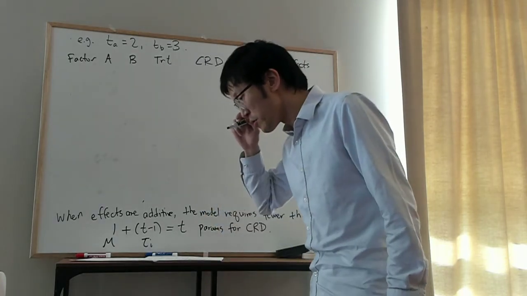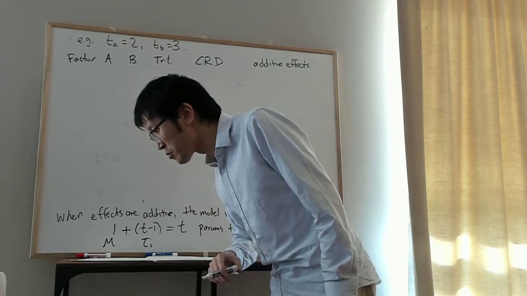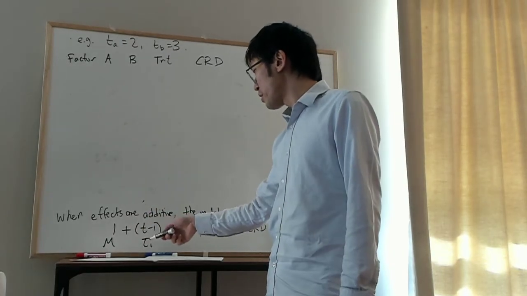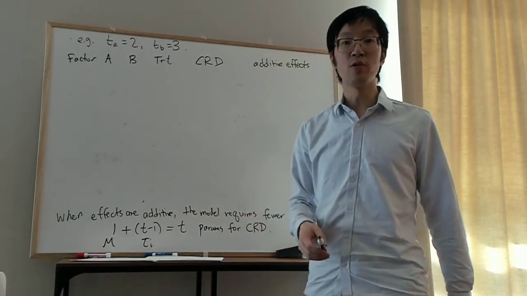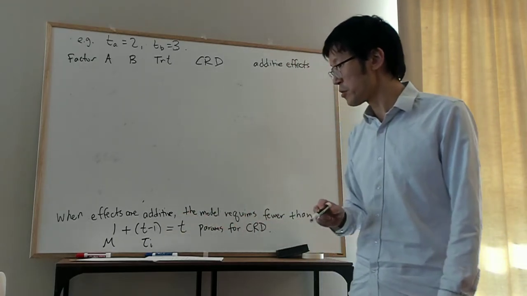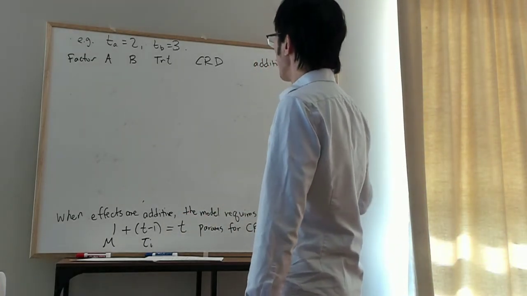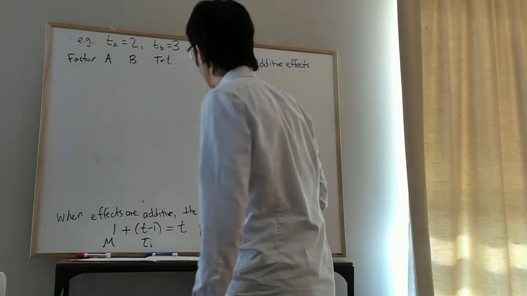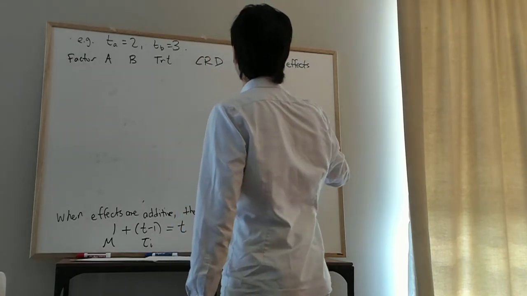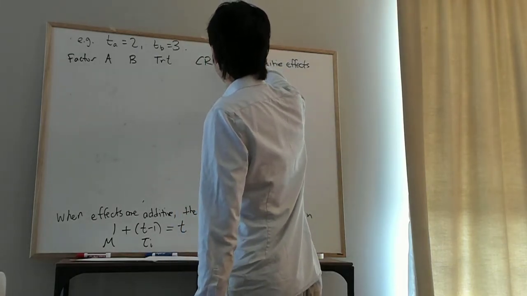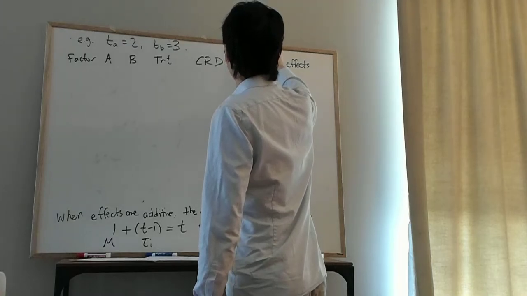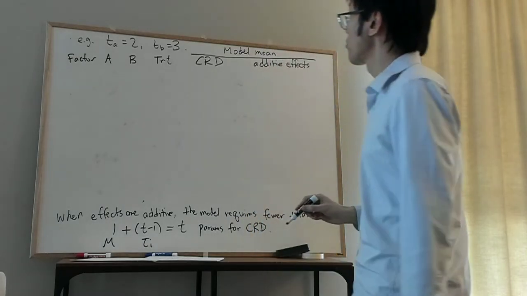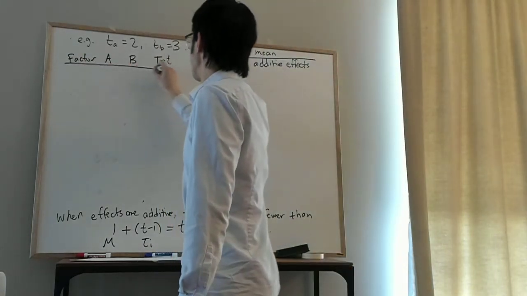So there's a question in chat that asks about 1 plus t minus 1 parameters. Yes, there is one parameter for mu, and then there are t taus, because there's t treatments, and there's one constraint. So that's where the t minus 1 came from. Okay, so let me show you how these work. So CRD and additive effects, and what I'm going to be writing down in here is the model mean under these two cases. All right, so here's our table.